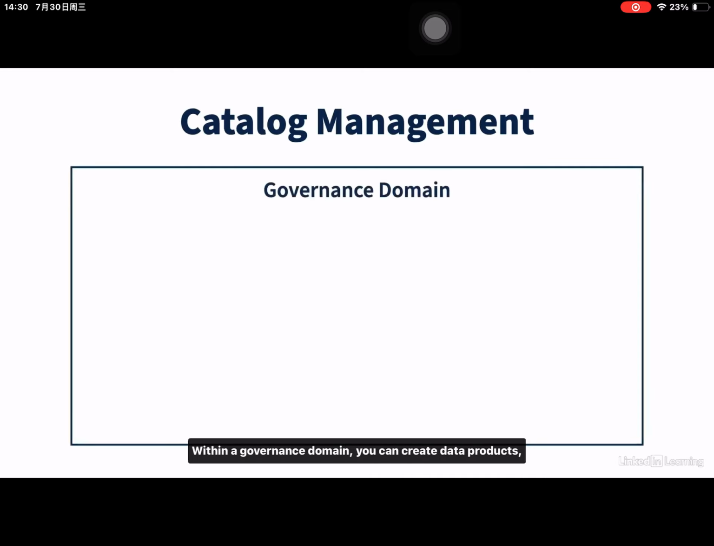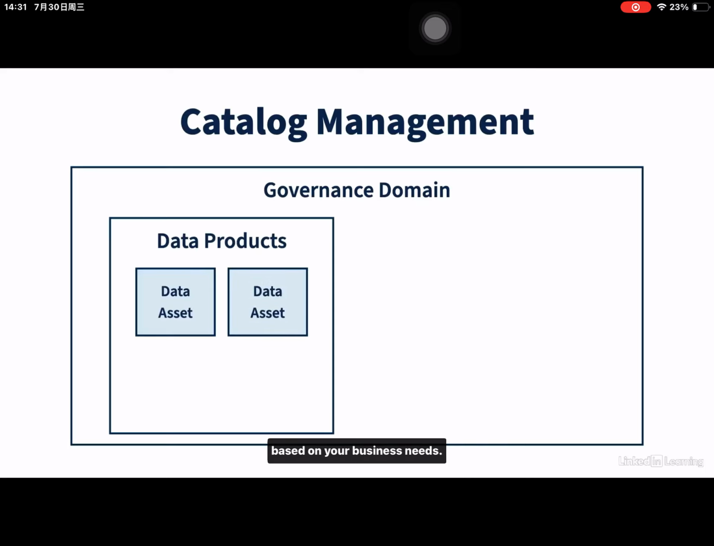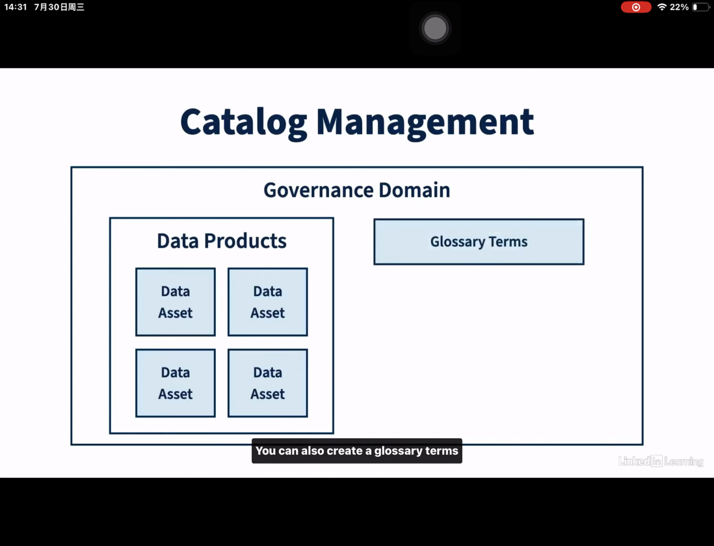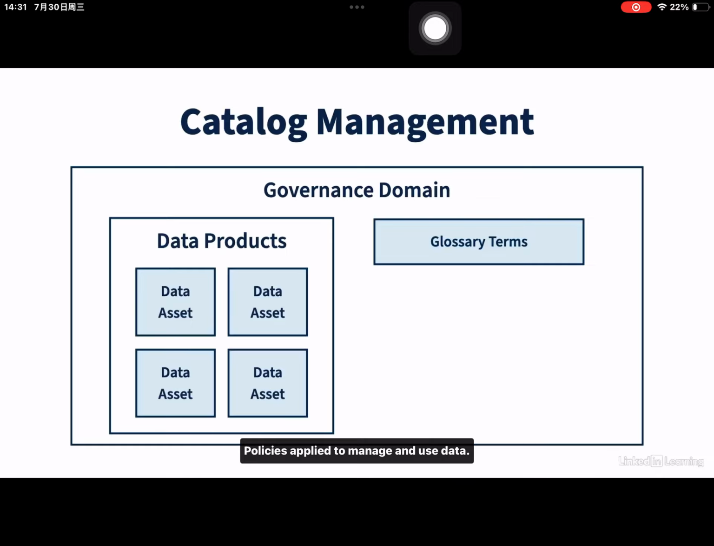Within a governance domain, you can create data products, which categorize data assets into various data sets based on your business needs. For each data product, you can specify a name, description, owners, and business usage. You can also create glossary terms, which provide business context to your data. For example, acronyms used in a specific business function, policies applied to manage and use data.